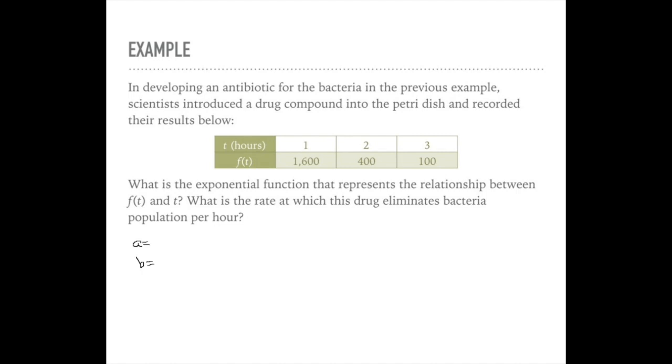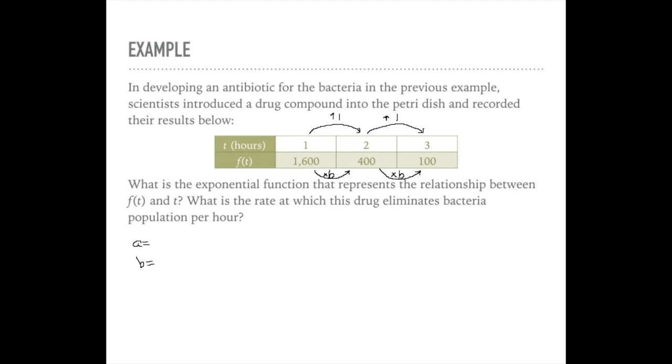Remember that the b value is the multiplier. In other words, to go from 1600 to 400, we have to be multiplying by some b value. And then we do the same exact b value to go from 400 to 100. That's because we go from 1 hour to 2 hours and then increase by the same rate on my second point. So because I go from 1 to 2 and 2 to 3, by increasing by 1, I'm using the same exact b value.